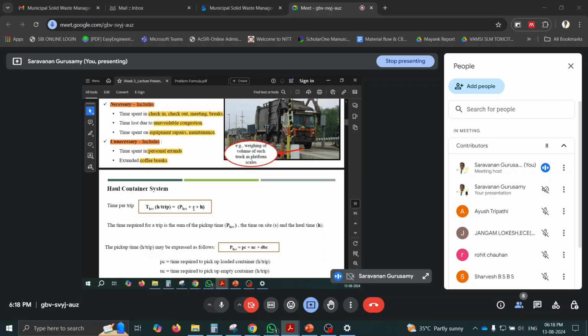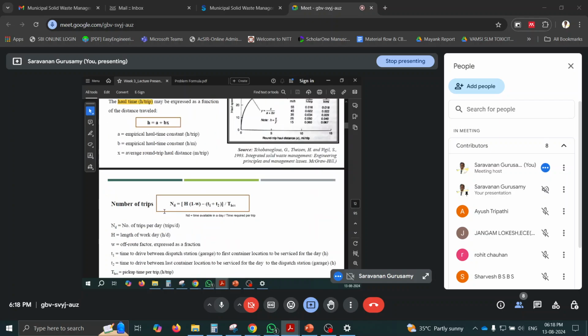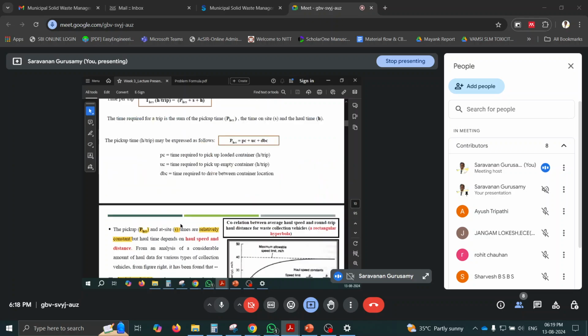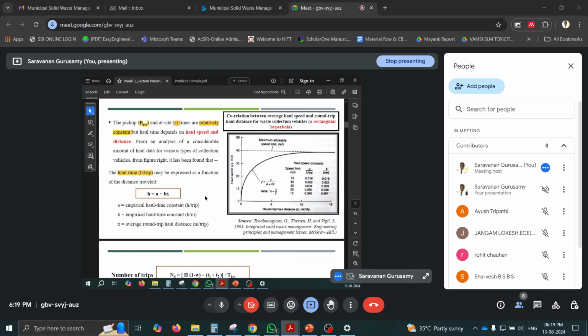Okay, S will be easily found out, how much time we are spending at the site, that is given, and P we are getting from this formula. Okay, so we can easily find the time per trip for the Hall container system. Okay. Hope you understand these formulas for the Hall container system.